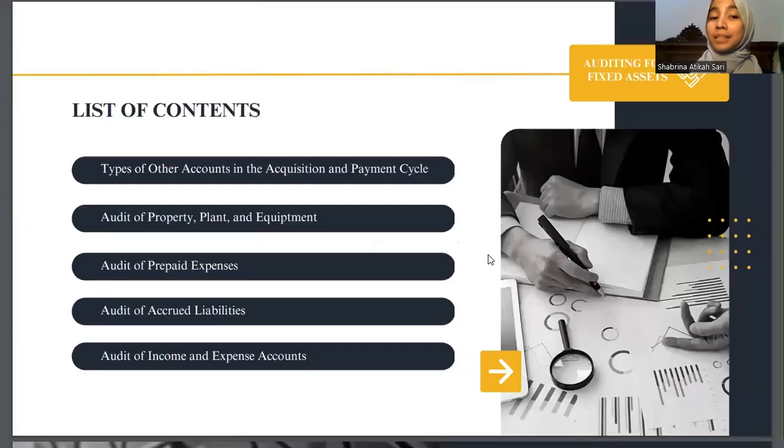So, before we explain, I want to introduce the list of contents of the material that will be explained by us. The first one, types of other accounts in the acquisition and payment cycle. The second, audit of property, plant, and equipment. Next, audit of prepaid expense. And the fourth, audit of accrued liabilities. And the last, audit of income and expense accounts.